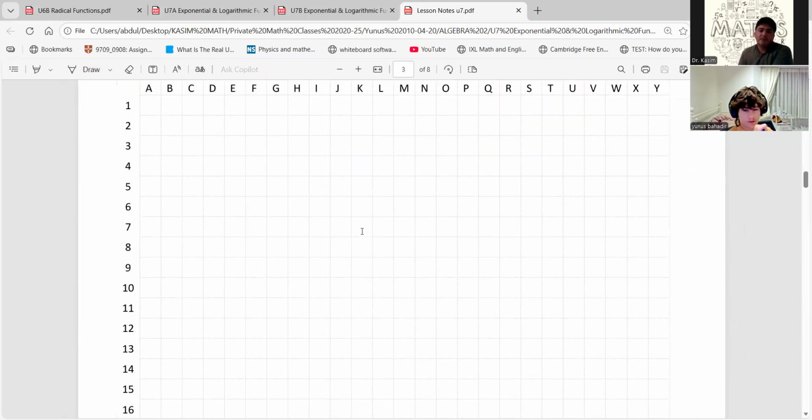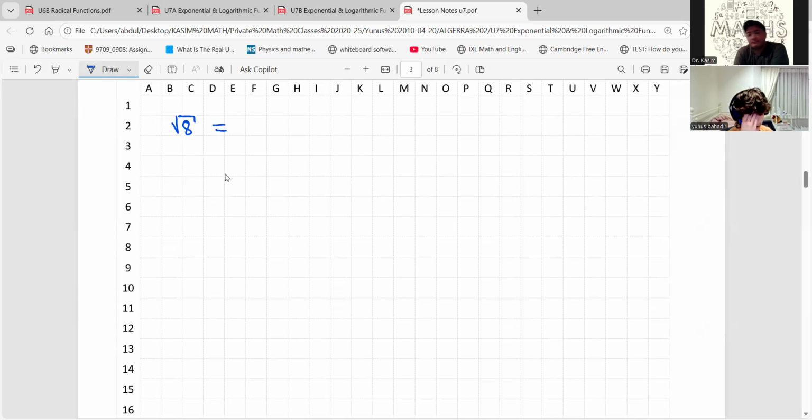All right, let's start. Yunus, can you simplify this? What is square root of 8? Simplify. 2 square root of 2. 2 square root of 2. Very good. And how about square root of 18? One sec. 3 square root of 2. 3 square root of 2. And how about square root of 48?